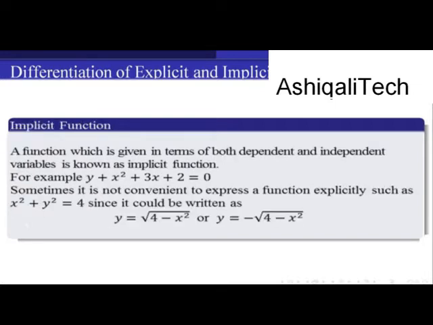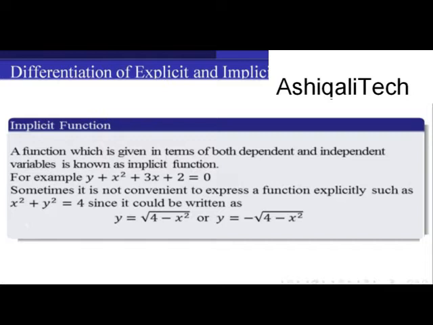Now we define implicit function. A function which is given in terms of both the dependent and independent variable is known as implicit function. For example, y plus x square plus 3x plus 2 is equal to 0.